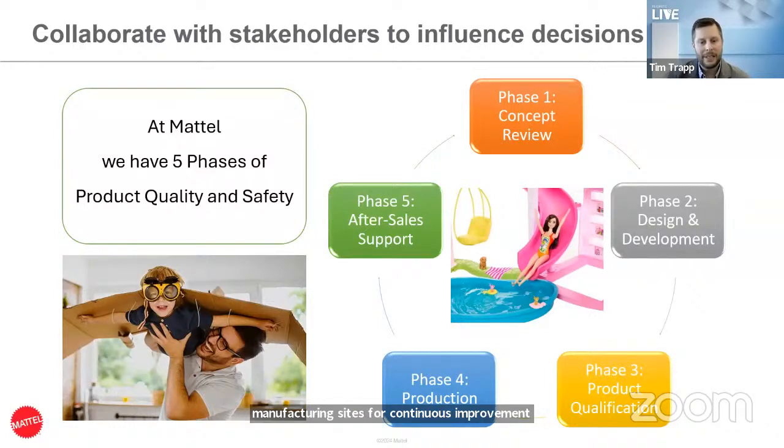Phase 5 is our after-sales support. Once our products have been purchased by consumers, the quality team has an ongoing role in supporting customer satisfaction. Our Mattel Global Consumer Services team is an extension of our quality team, and they are responsible for post-market surveillance and provide feedback from our consumers to our internal teams, including feedback regarding product safety, quality, reliability, and durability.